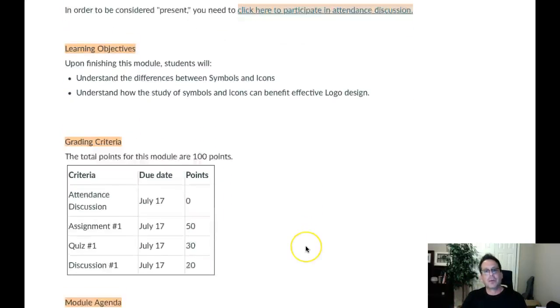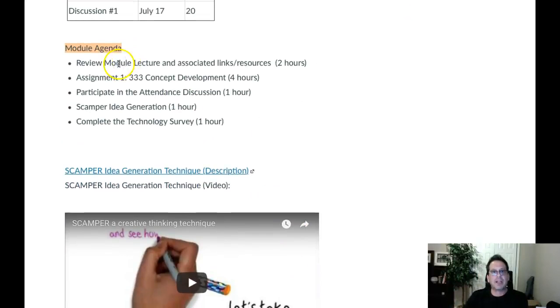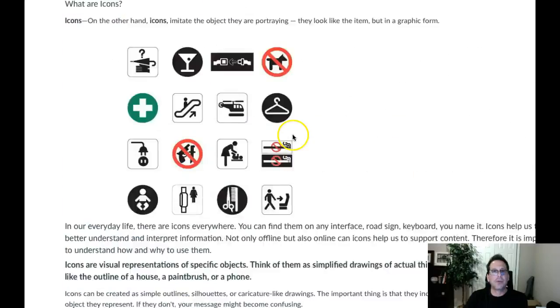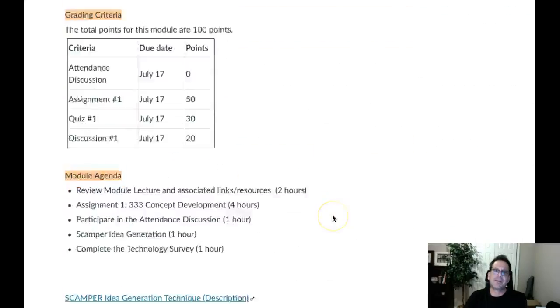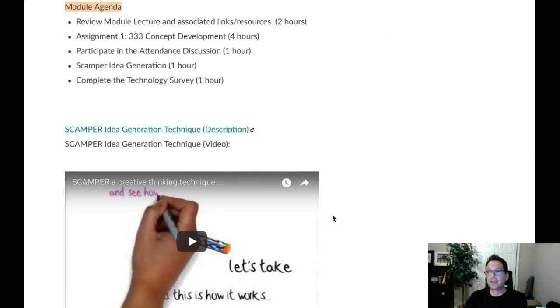Okay, let's move forward. Here we have our agenda: review the module lecture and associated links and resources, and go through all of these links. There's not too much here, guys. There's really not. But go through them. I'd like you to know these like the back of your hand by the end of the week.